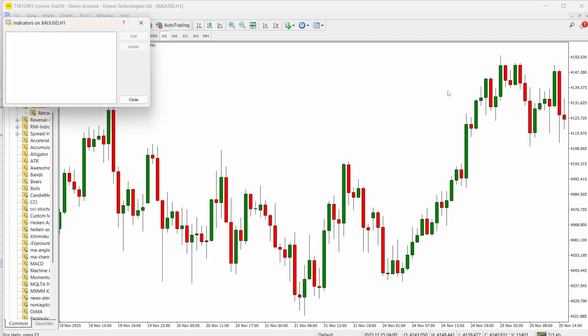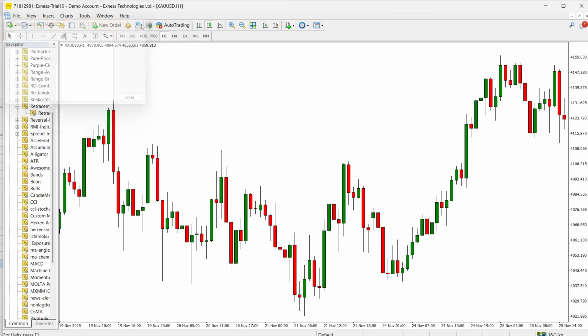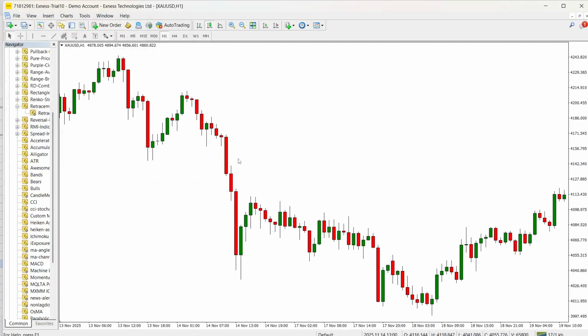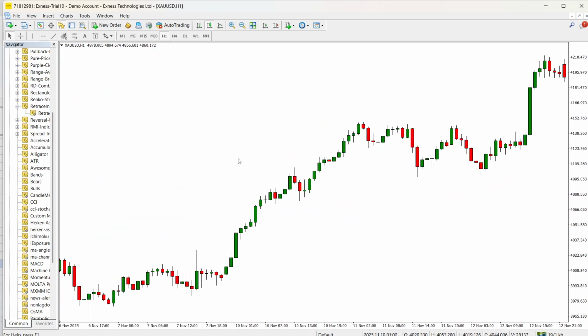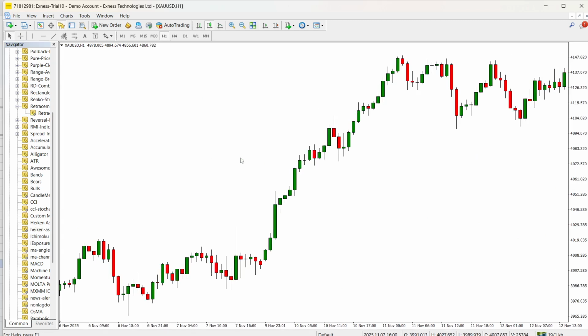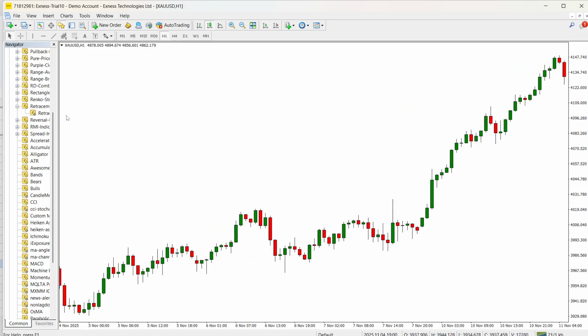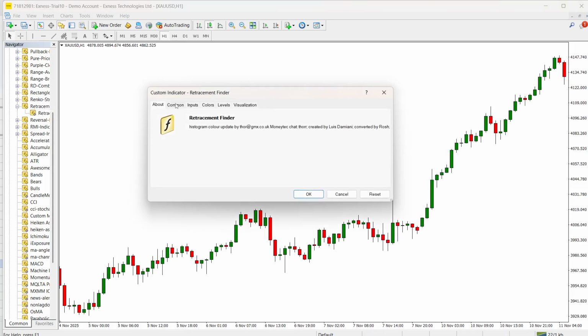Hello traders, in this video we are looking at the Retracement Finder Indicator for MT4. This tool is designed to highlight pullbacks within trends, helping you visually locate retracement areas where price temporarily moves against the prevailing direction. At this point I'm going to load the indicator on the charts so you can see how it looks in real time.